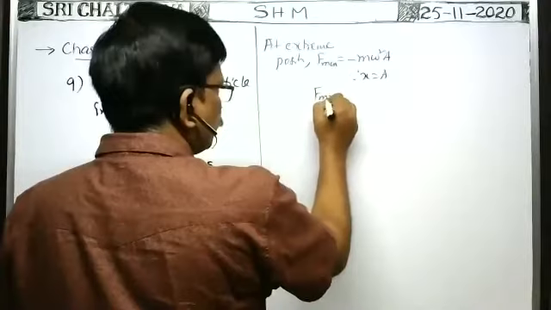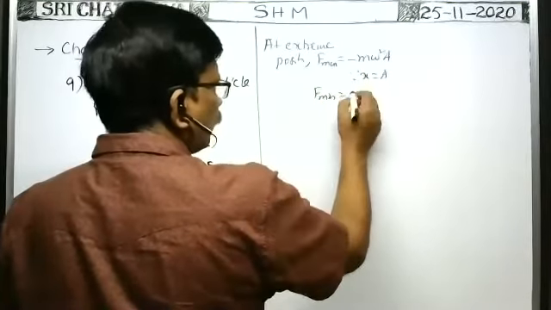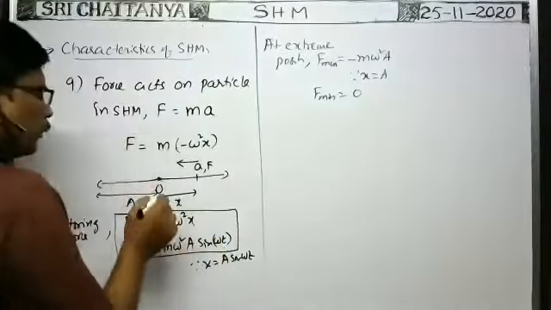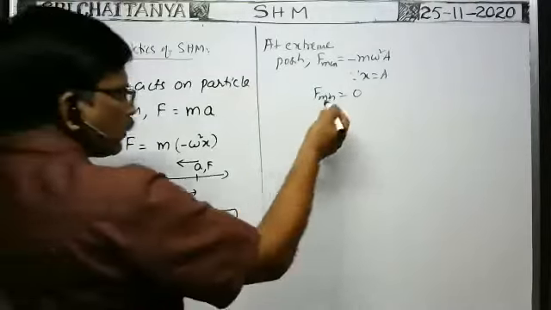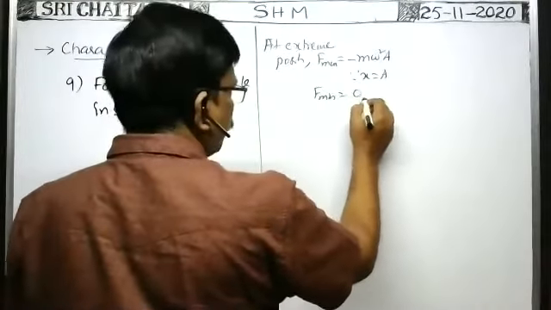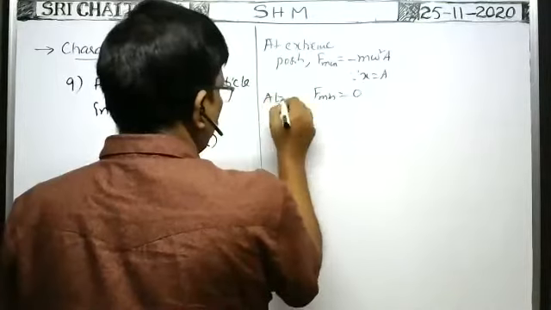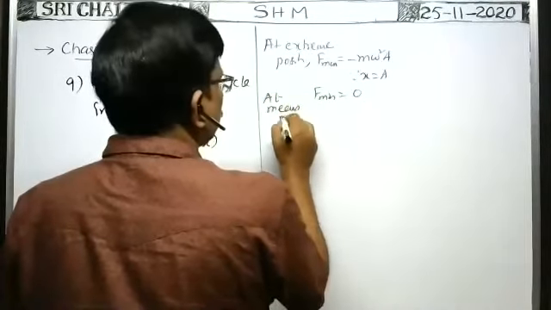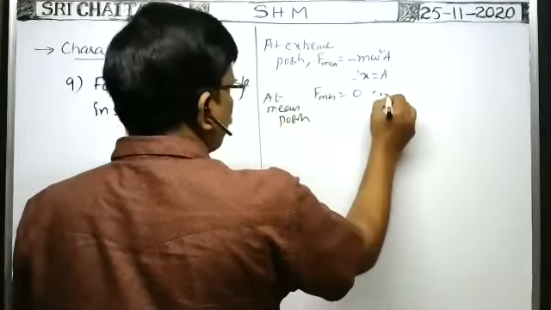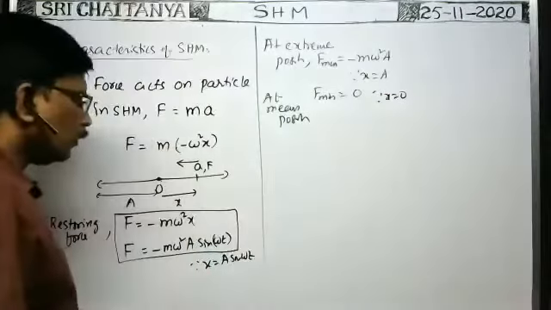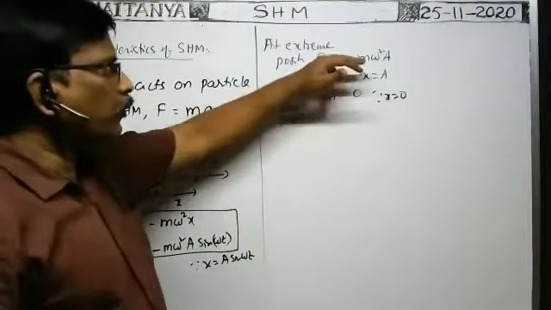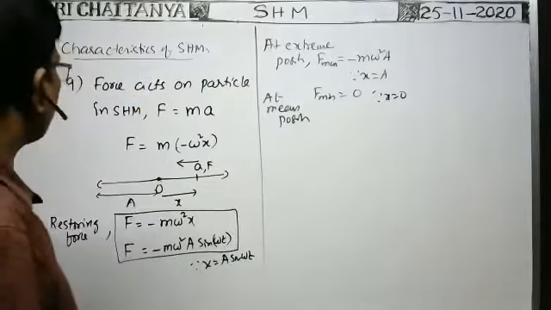Minimum means 0. Of course, we can take magnitude only. Minimum means 0 because whenever the particle lies at the mean position, the net force is 0. That's why the minimum force is 0 at the mean position, since x is equal to 0. So this is the formula for maximum force.